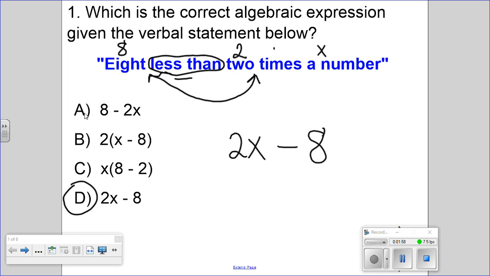I want you to look at choice A and notice that they forgot to turn around the 8 and the 2 times a number. So choice A is going to be the choice that's most commonly picked that's wrong. So always make sure you check for those turnaround words when you're translating. Let's take a look at question number 2.